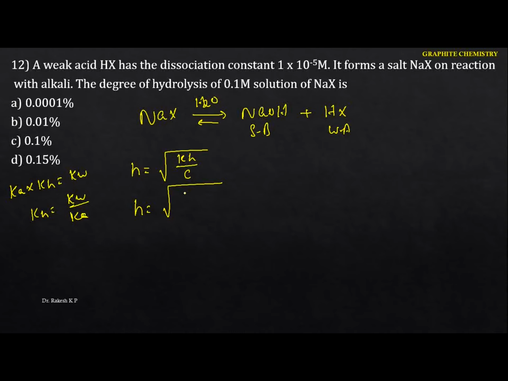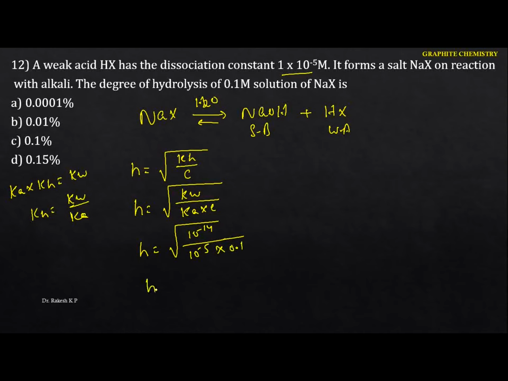So this is nothing but KW divided by Ka into C, because they are given the Ka value. Hence KH is equal to, so what is the KW value? We know that 10 to the power of minus 14. What is the Ka value they are given? That is 1 into 10 to the power of minus 5. I'm going to write 10 to the power of minus 5. The concentration of this solution is 0.1.